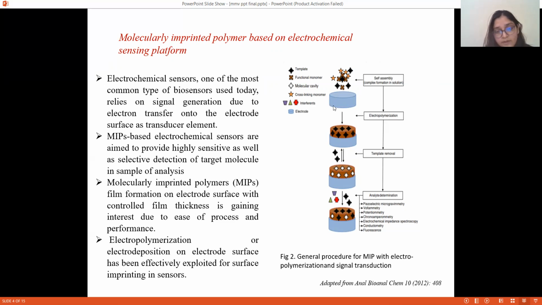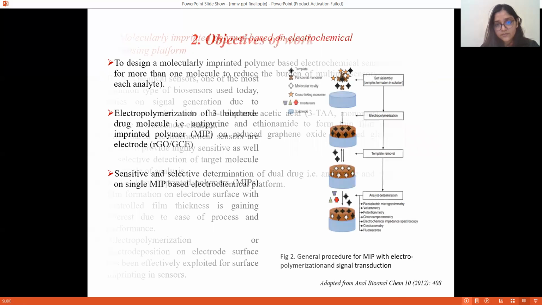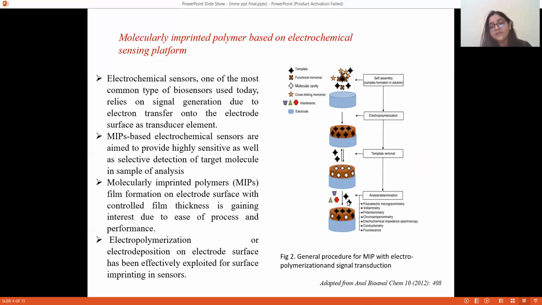As can be seen in the figure, this is the conducting surface of the electrode on which the monomer and templates are placed, and after that the monomer is electropolymerized and the template gets embedded inside the polymer matrix. Further, the template is removed and these cavities are left within the polymeric matrix. The analytes which are removed can be determined by various methods like voltammetry, potentiometry, chronoamperometry, conductometry, etc.